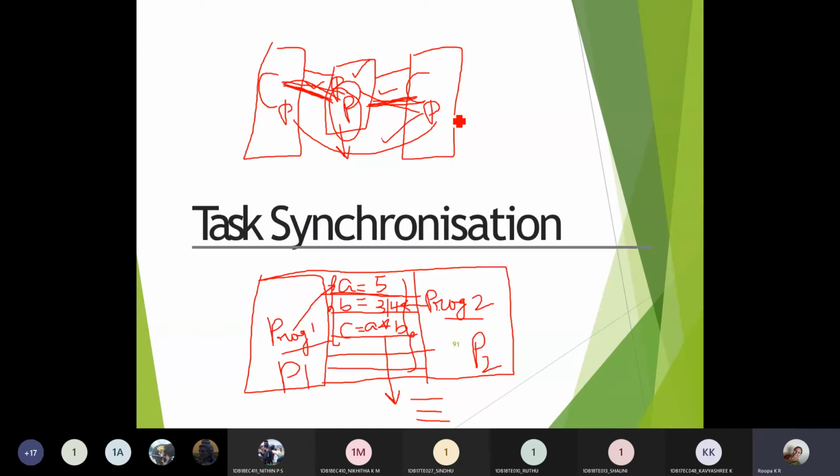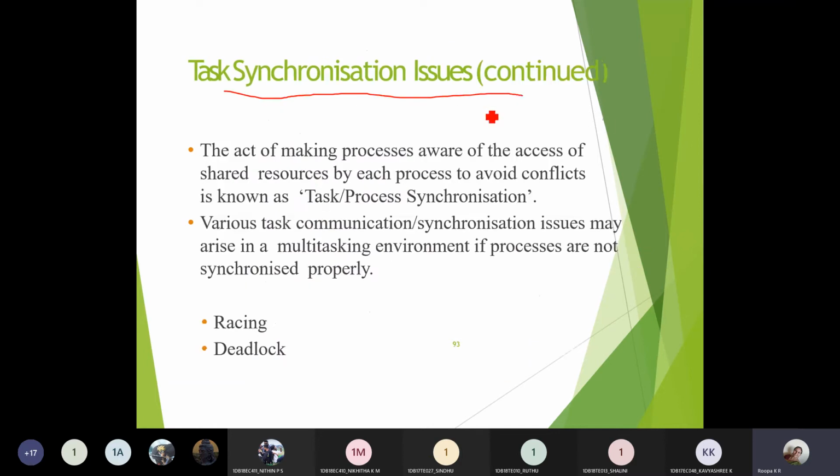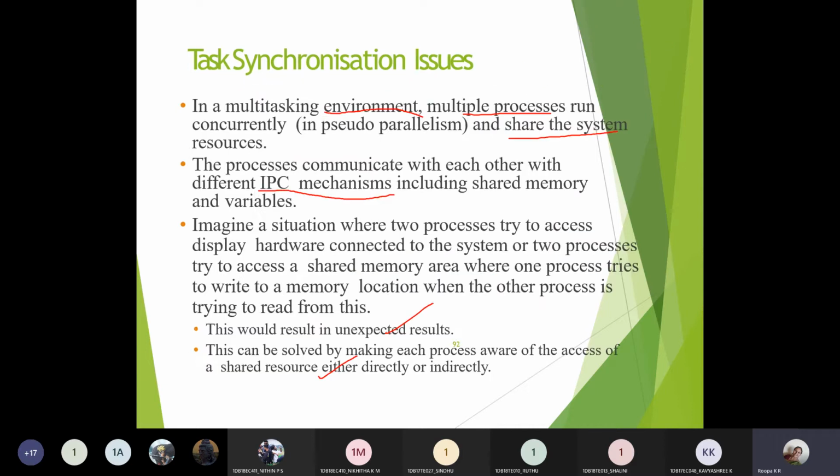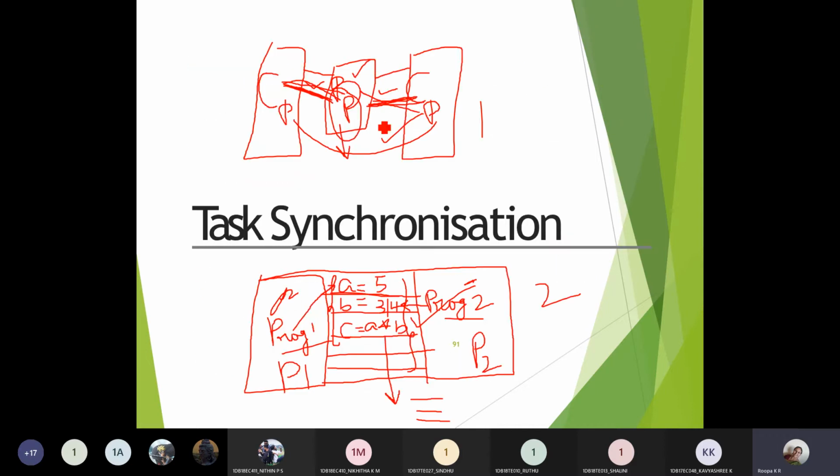So this is the first scenario and this is the second scenario. In order to overcome that, whichever processes are running in parallel or using the same shared memory or same resources, we need to use certain synchronization techniques. So various task communication or synchronization issues may arise in this multitask environment. Before overcoming that, we'll see the same thing which I told you here, accessing a variable and accessing a resource.